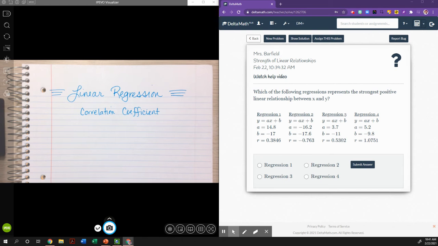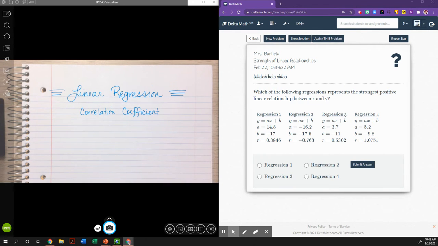All right, you guys, so we're going to be looking at something called linear regression, and it ties into our correlation coefficient activity from yesterday. I'm going to look at the problem here on Delta Math, and then I'm going to talk about in my notes what you need to know.